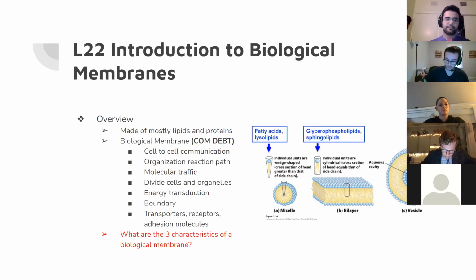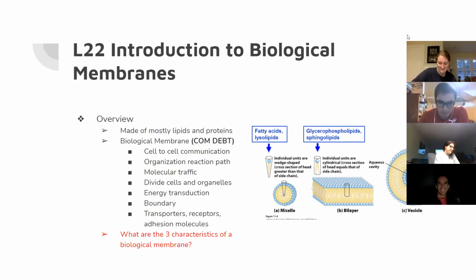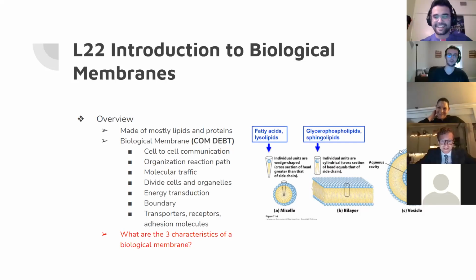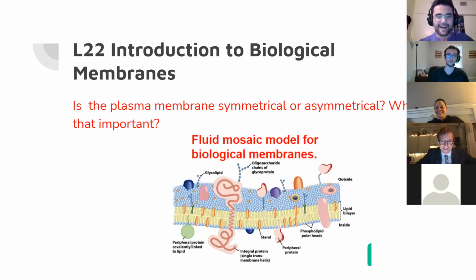Can anybody tell me what the three characteristics of a biological membrane are? Semi-permeable. The mosaic, and would you just say lipid bilayer? Yeah, I think those are right, because I also forgot completely, so I was hoping one of you remembered what he said there. Hey, you can't say I'm not honest. I wrote these slides a couple of months ago, but I'm fairly sure at least those first two were completely correct.